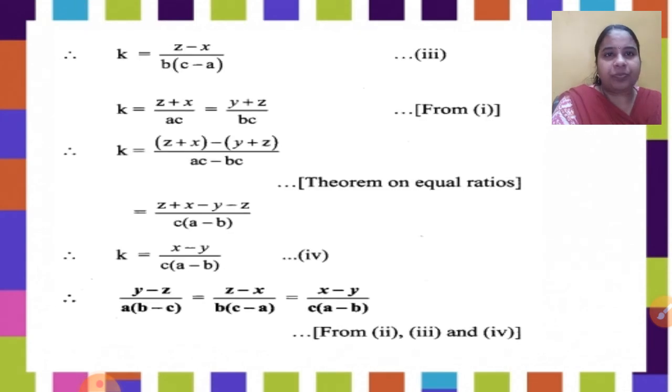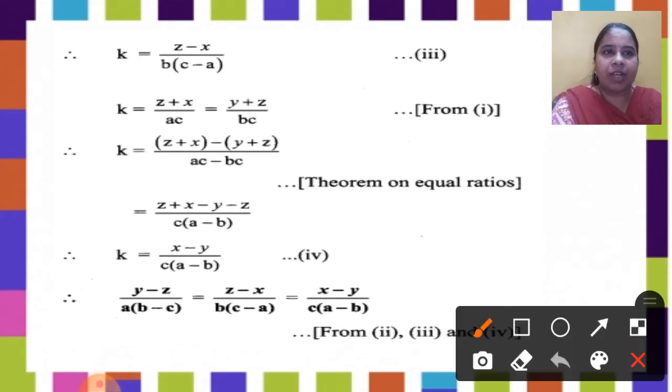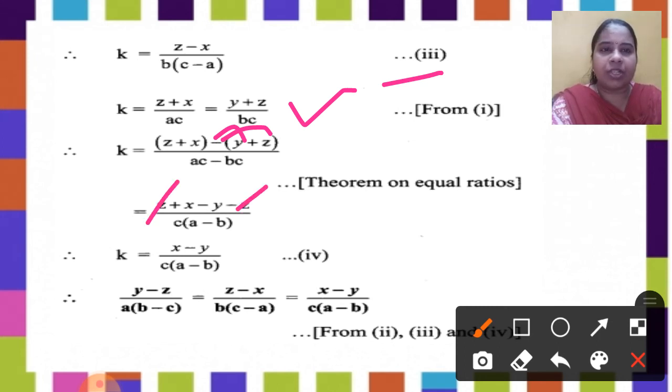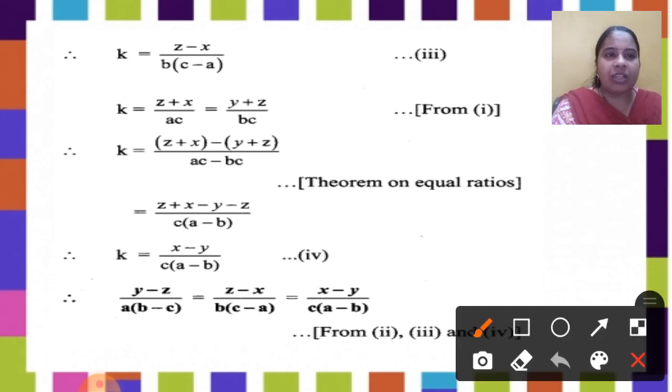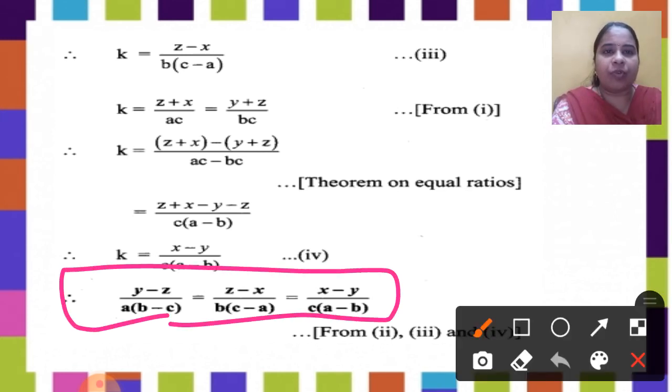See this. This is what we have done in the previous one and numbered it as 3. Then the next one, I told you these two ratios are to be taken, equated to K, subtracted by theorem of equal ratio, open the bracket and subtract. What can be cancelled here? Minus Z and plus Z. What is left is X minus Y upon C into A minus B. And if you see, this is the third part of the ratio and it is also equated to K. So if everything is equated to K from 2, 3 and 4, what can I conclude? All the ratios are equal. Hence we have proved what we wanted.